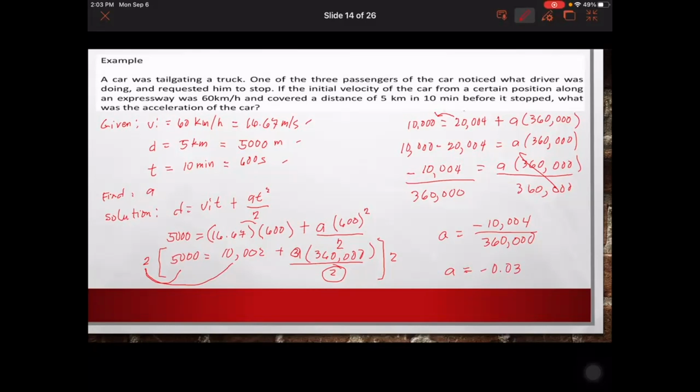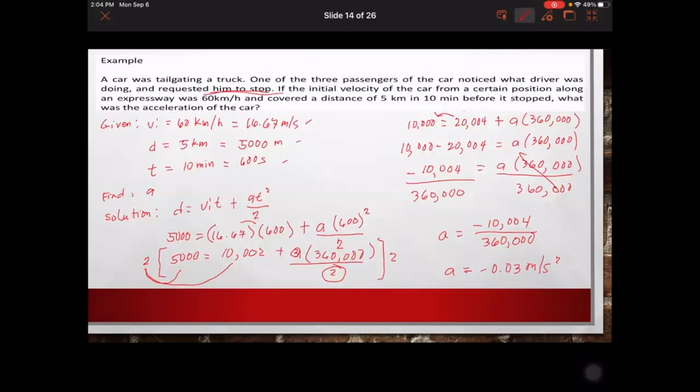0.03 meter per second squared. So, didivide lang natin si 10,004 divided by 360,000. So, magkaroon ngayon ng negative 0.03 meter per second squared. Negative siya kasi pinapatigil nila. Requested him to stop. Siyempre, the acceleration, bababa din siya. So, yun po yun. O, question, clarification.